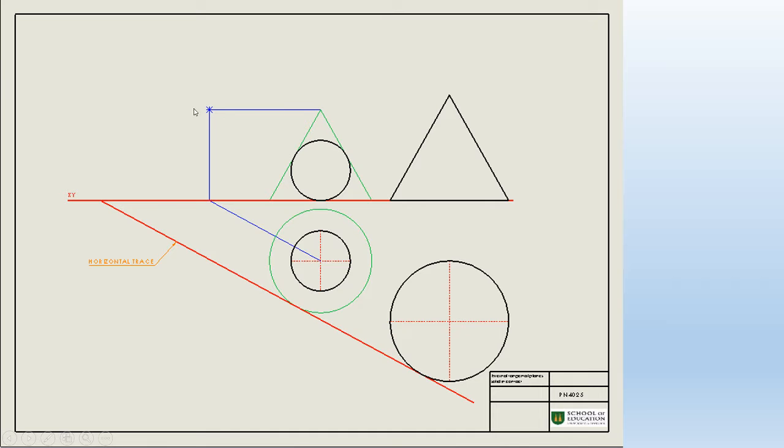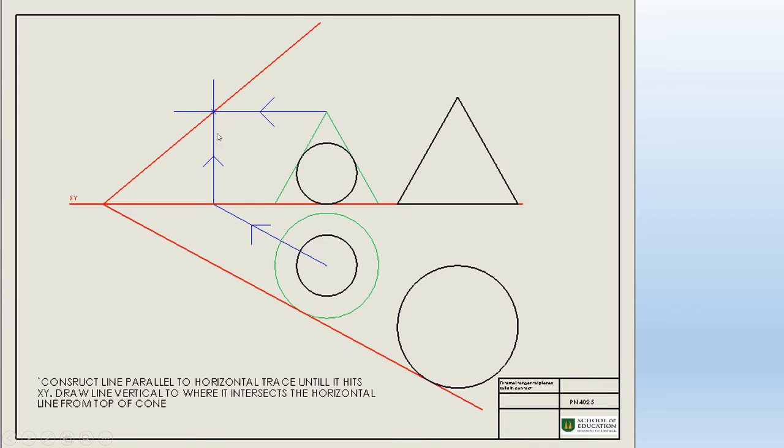Now we construct a line from the center of the sphere in the plan view back to the XY line parallel to the horizontal trace. Then, where that line intersects the XY line, we bring a line up to where it intersects the horizontal line. The vertical trace will intersect this point. To locate the vertical trace, extend a line from where the horizontal trace intersects the XY line, straight up through the intersection of the horizontal and vertical lines from the cones.